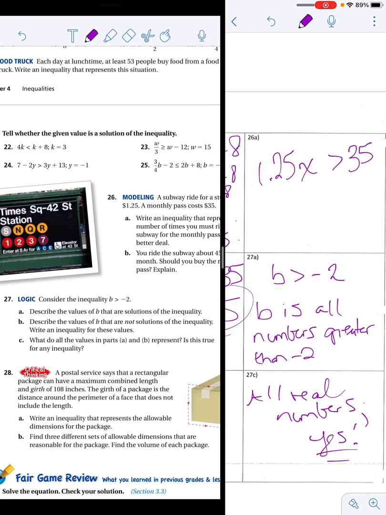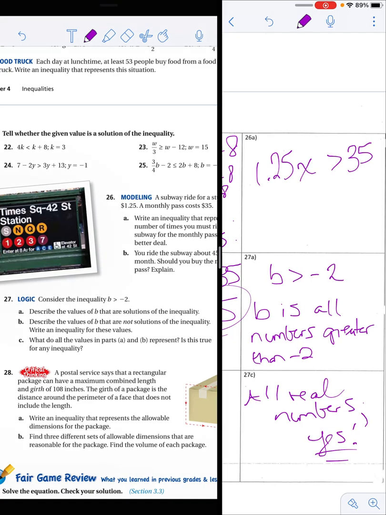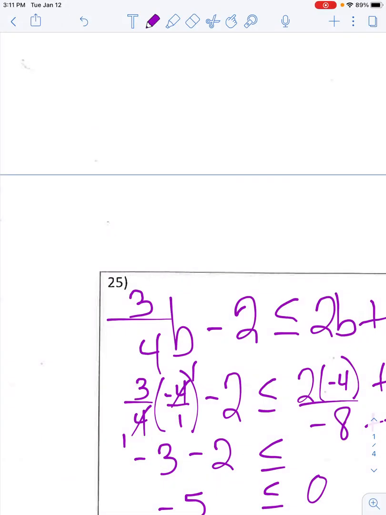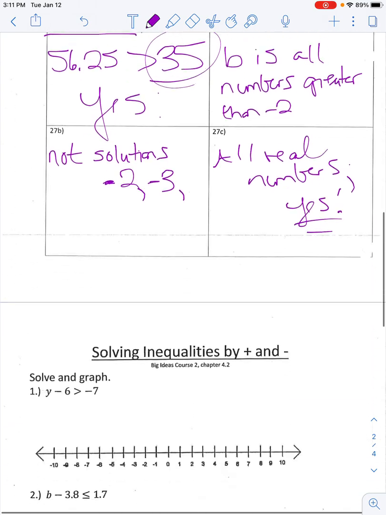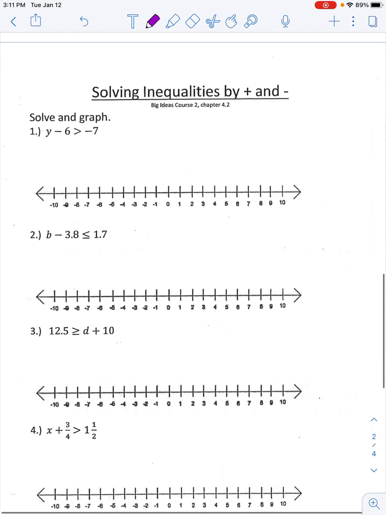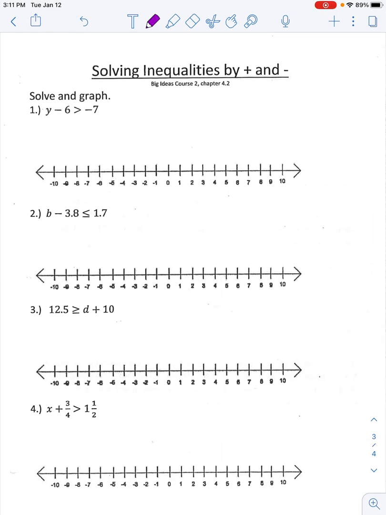Okay, so those were the word problems just to kind of get us thinking about how to write the inequalities. What we're going to do next is, I've already added my notes to this page. You will want to pull up Solving Inequalities by Adding and Subtracting. You can add it to this page or just make a new page, pause the video, and get this pulled up, please.